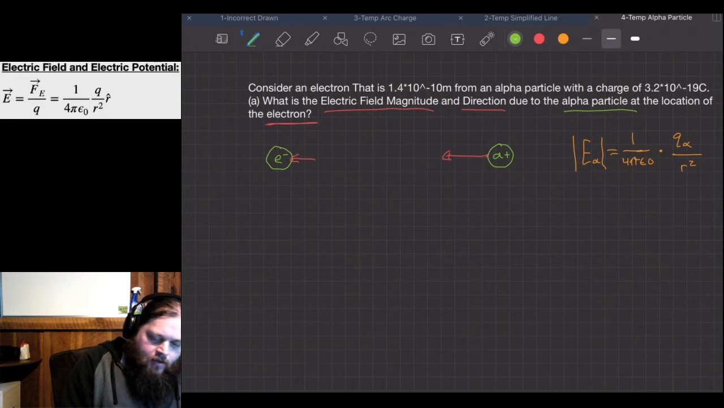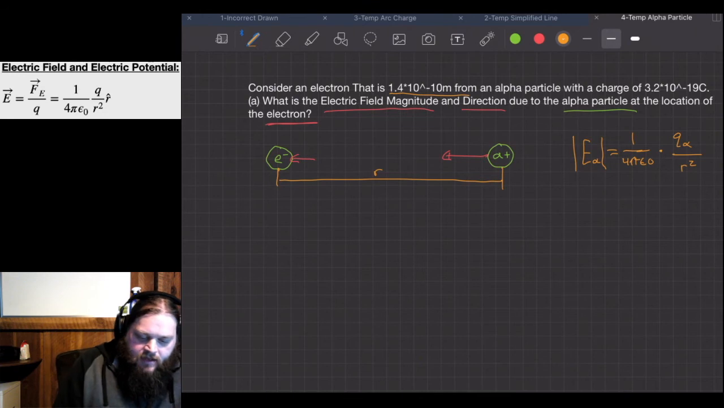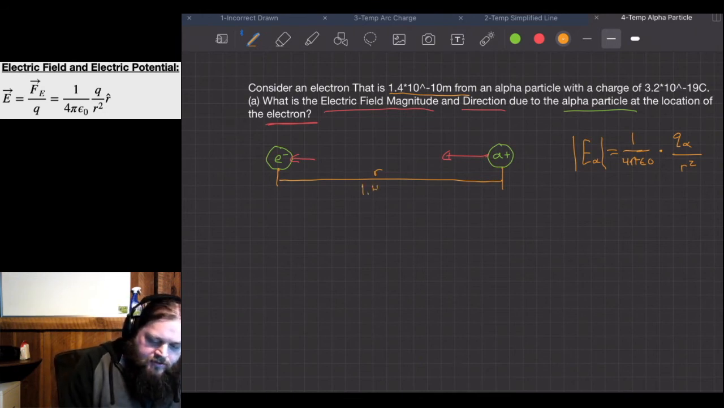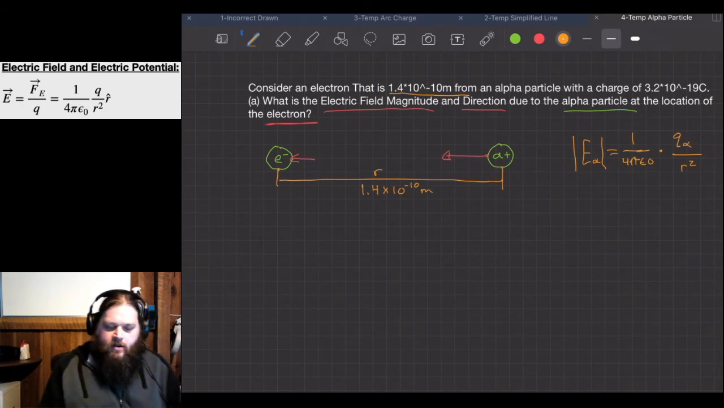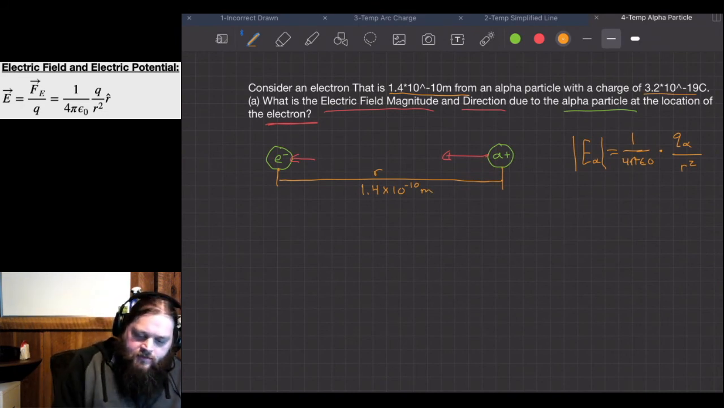Well, r is going to be the distance here between these two. From center point to center point is r. And it says up here that it's 1.4 times 10 to the negative 10 meters. So that's about 1.4 angstroms exactly. That's my distance r. My charge, this is going to be q. Q of the alpha particle is equal to 3.2 times 10 to the negative 19 coulombs.